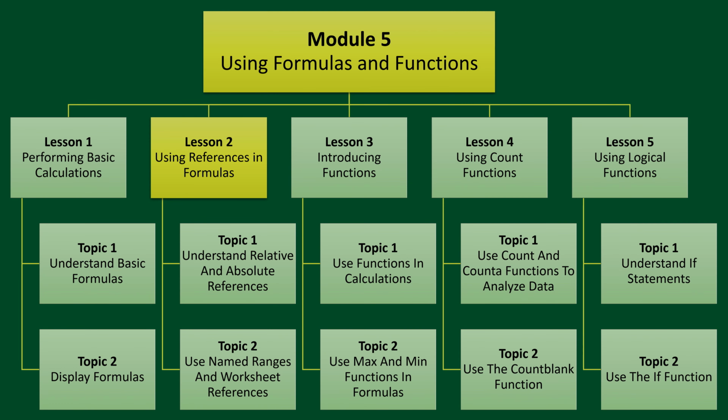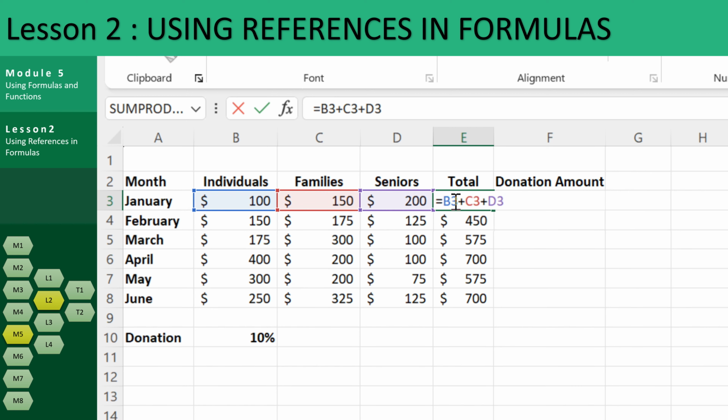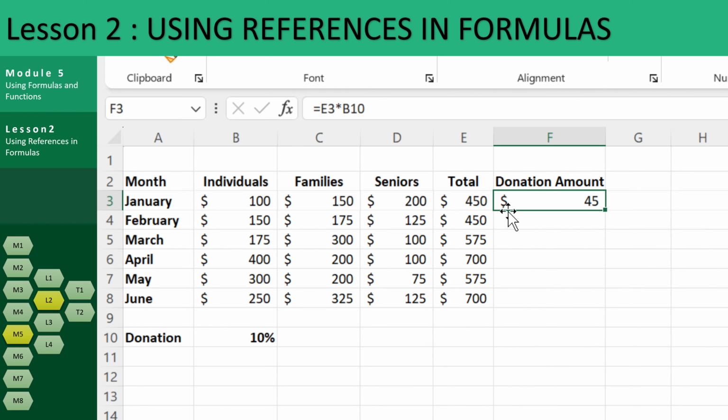Module 5, Lesson 2, Using References and Formulas. As you learned in Lesson 1, a cell reference identifies the coordinates of a cell based upon the column letter and row number. To provide more flexibility in your worksheet, you typically use cell references instead of hard-coding constant values when creating a formula in Excel.